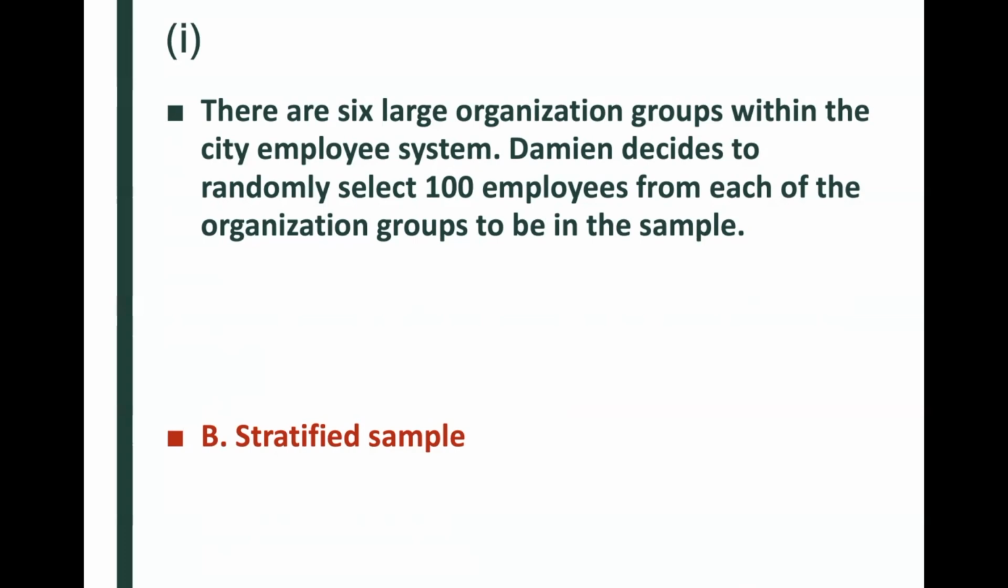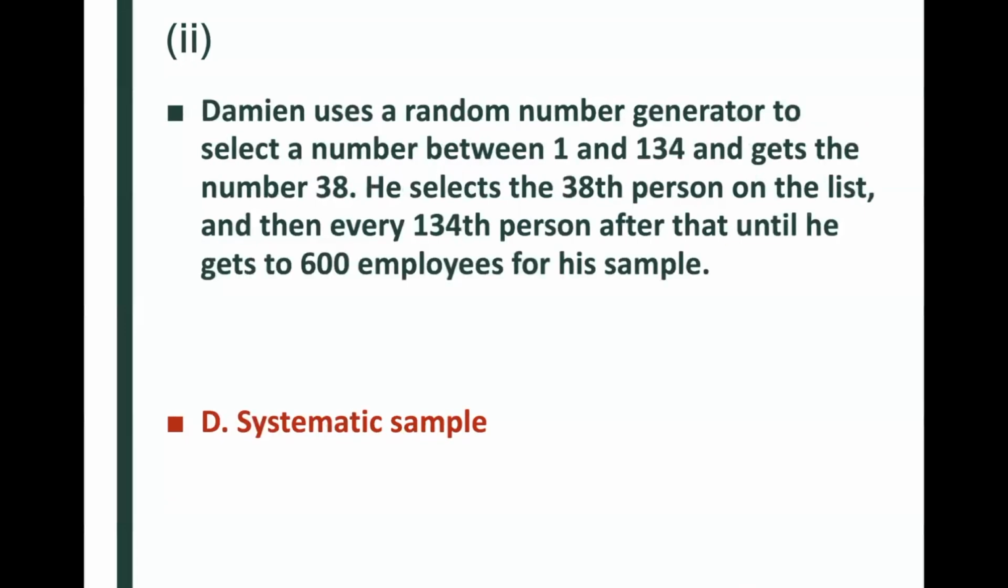So here we have a stratified sample because we first separate into organization groups, so into groups or into strata, and then from those groups we're going to randomly select so many out of those groups. So here we're randomly selecting 100 employees from each of those groups. So that's why it's a stratified sample.